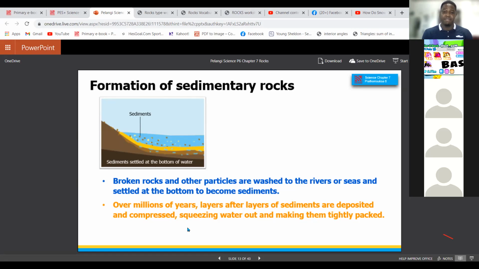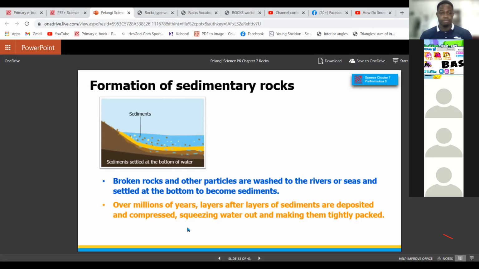Obsidian, it can melt. We'll talk about that later. That is metamorphic rock. If it melts, it will change to another rock particle. We'll talk about that later.